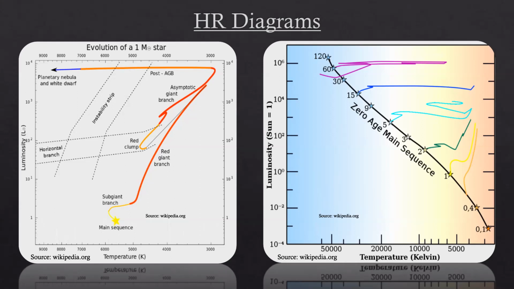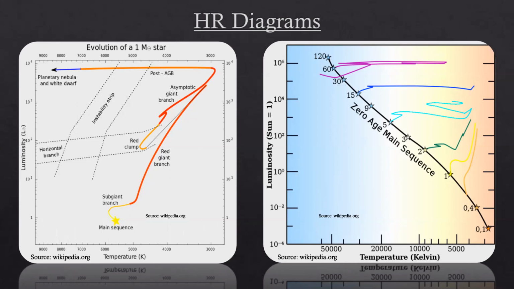Okay, so now on the left-hand side, we have this HR diagram, which tells the evolution of a one solar mass star like the sun. So main sequence here ends, we get a subgiant branch, and then after that, we have the red giant branch. So this is a red giant branch.